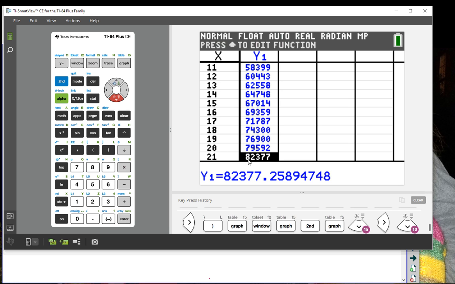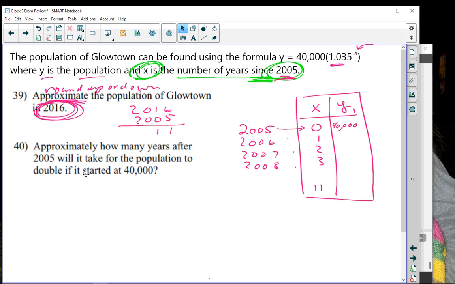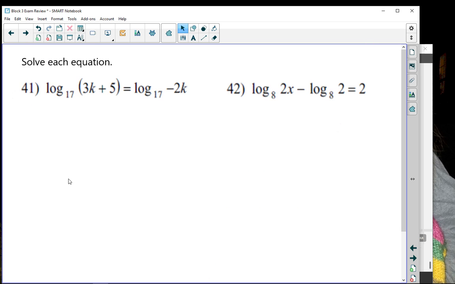Why not? Because this hadn't actually doubled. You got 500 people away from it, right? Okay, so it doubled from here to here. So you got to put 21. Does that make sense? Okay. All right. Okay, 41. These are super, super easy.